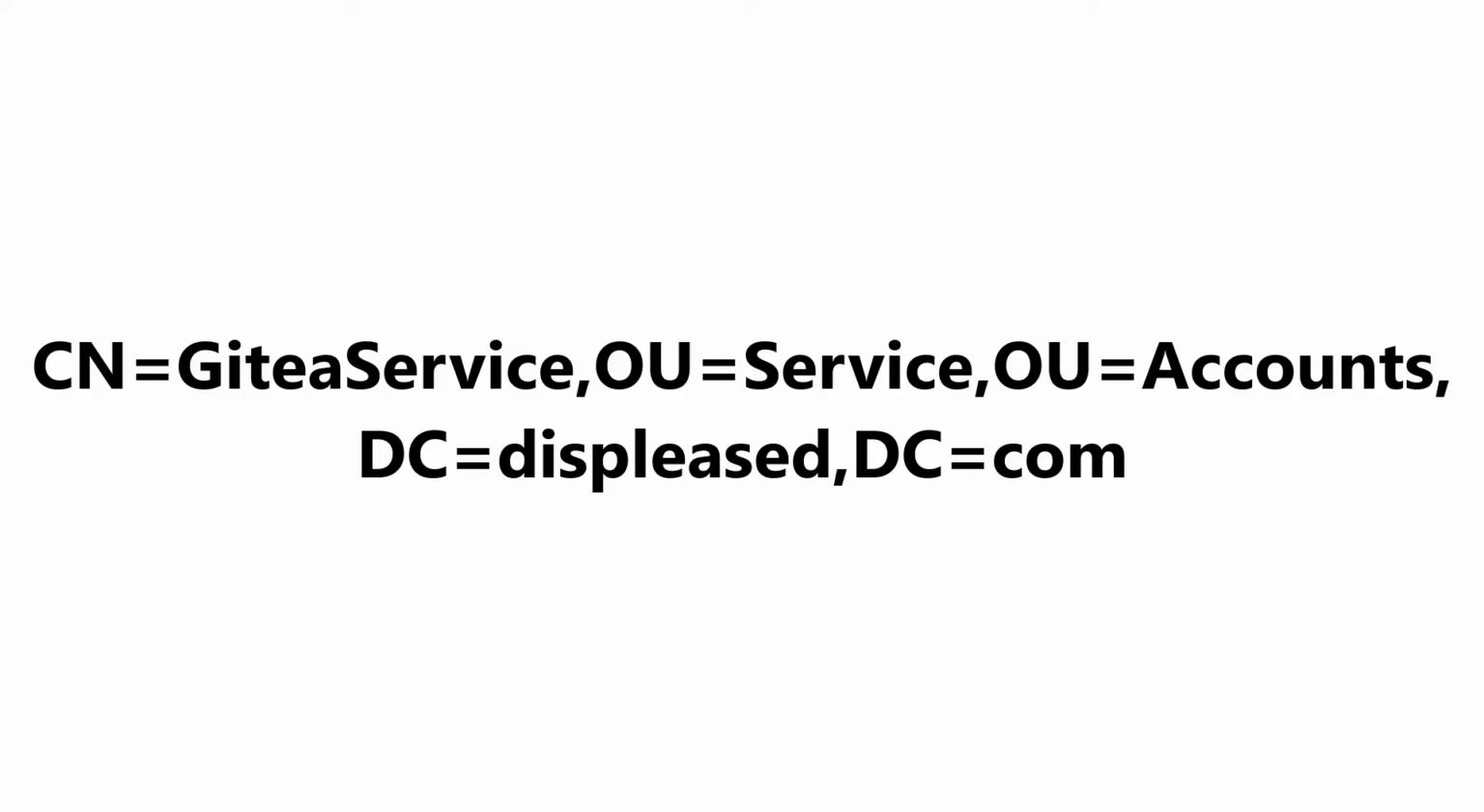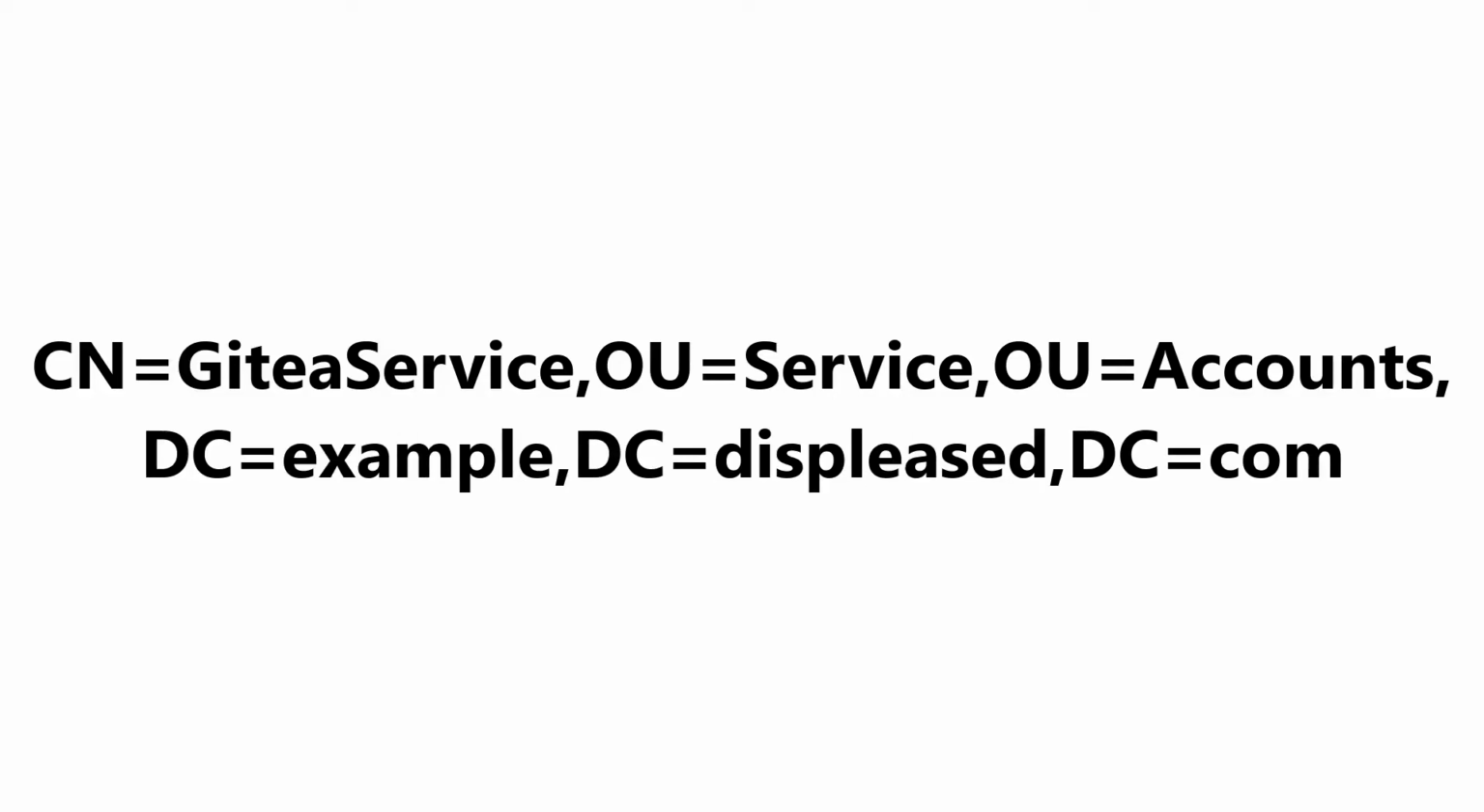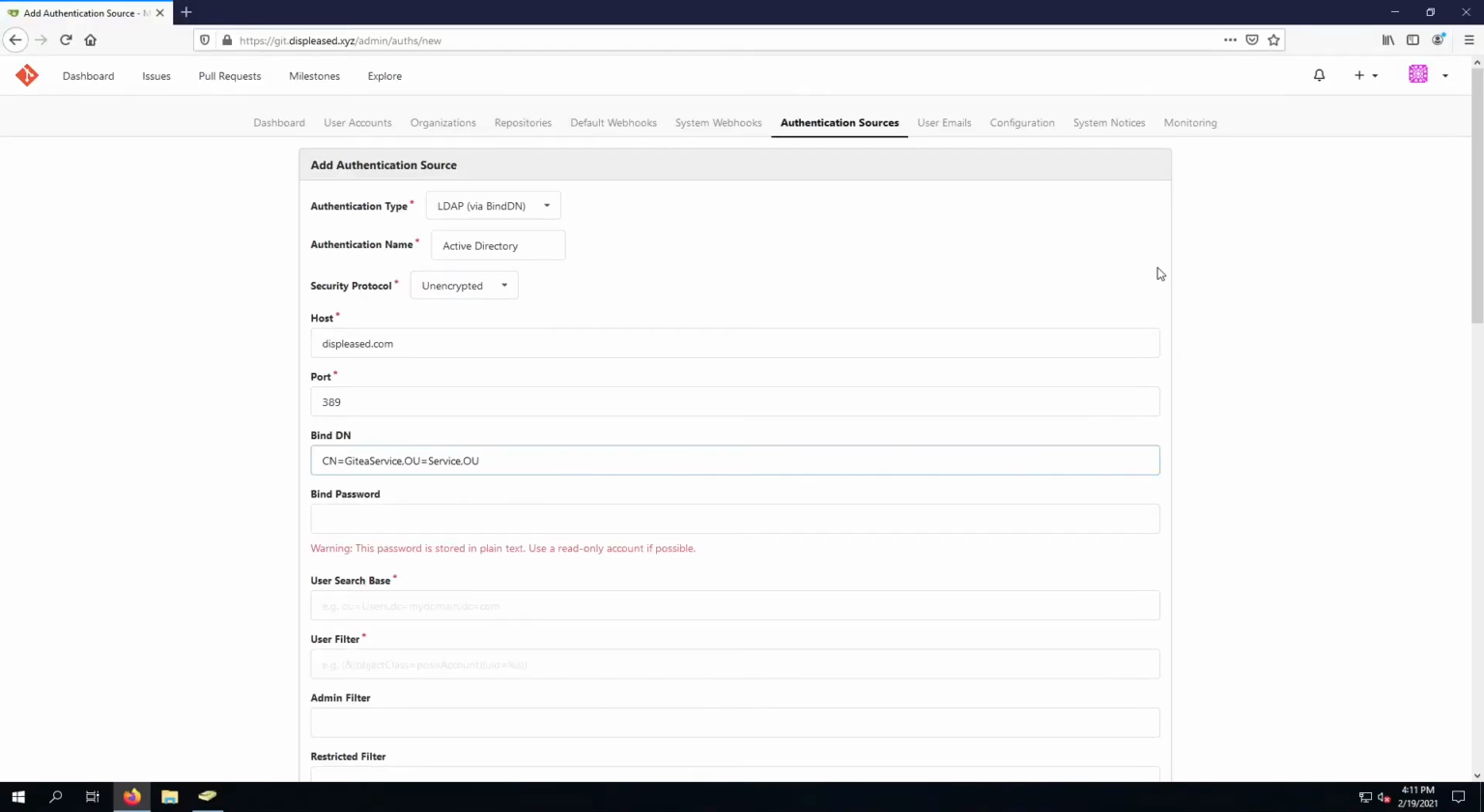Next, we specify the domain elements of our location, which are annotated with DC. In my example, I use displeased.com, which is broken down into DC equals displeased and DC equals com. If you had a domain with a third element, for example, example.displeased.com, you would break it down in a similar way, putting DC = example before the other domain elements. Now that we understand the basics of LDAP notation, we can write down the BindDN of our service account.